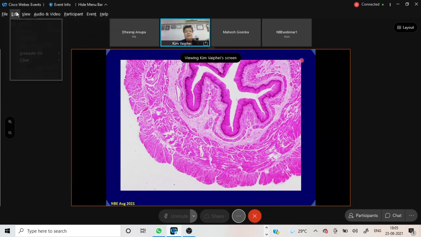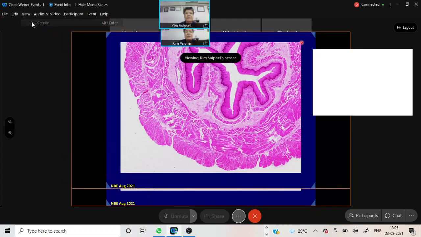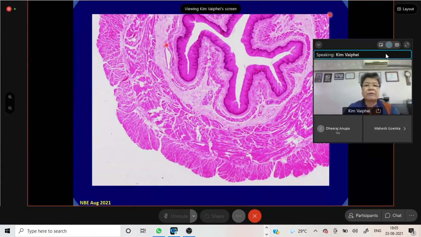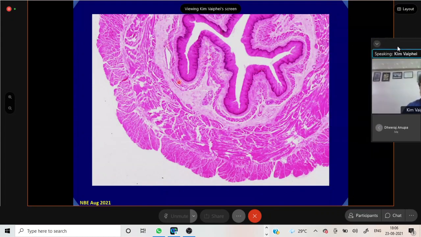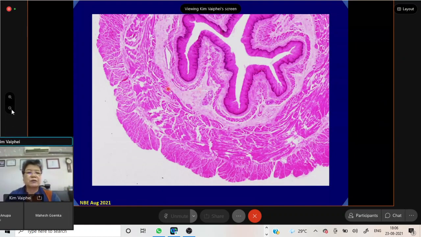So this is a transverse section at low power view of the esophagus. We have the mucosa, the lamina propria, the muscularis mucosae, the submucosa, and the muscularis propria. According to what textbook one is using, some textbooks write that the esophagus does not have submucosa, but in my experience, I have seen submucosa all the time in any given biopsy. There are submucosal glands as well.